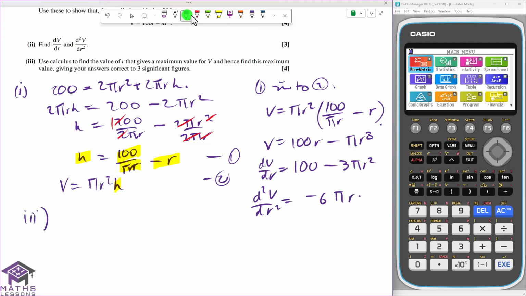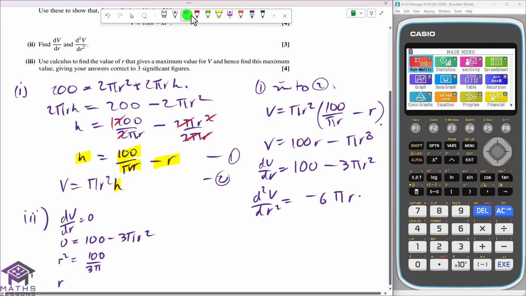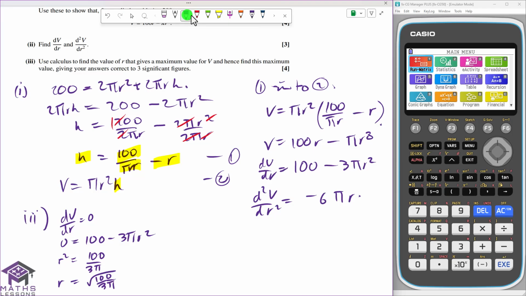Part 3. Now, it does say use calculus to find the value of r that gives the maximum value for V, so we've got to use this. So we know at this point that dV by dr equals 0. So we know that 0 would equal 100 minus 3 pi r squared. So therefore, r squared will equal 100 over 3 pi, and r will equal the square root of that. We can get plus or minus, but you can't have a negative r, so therefore it's going to be the plus one.